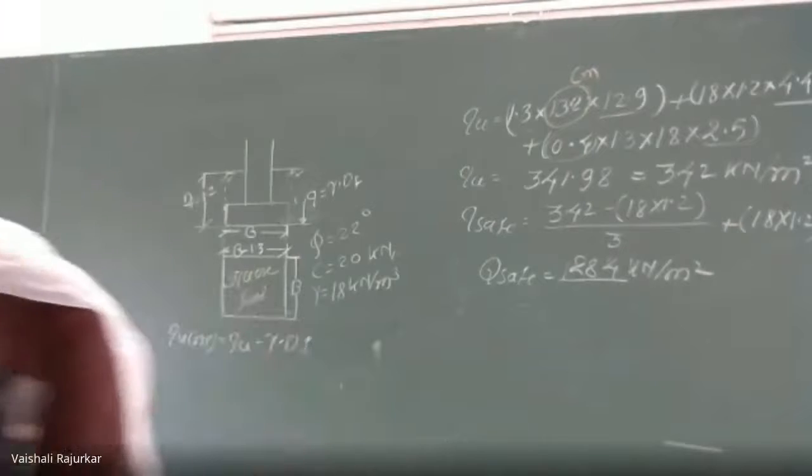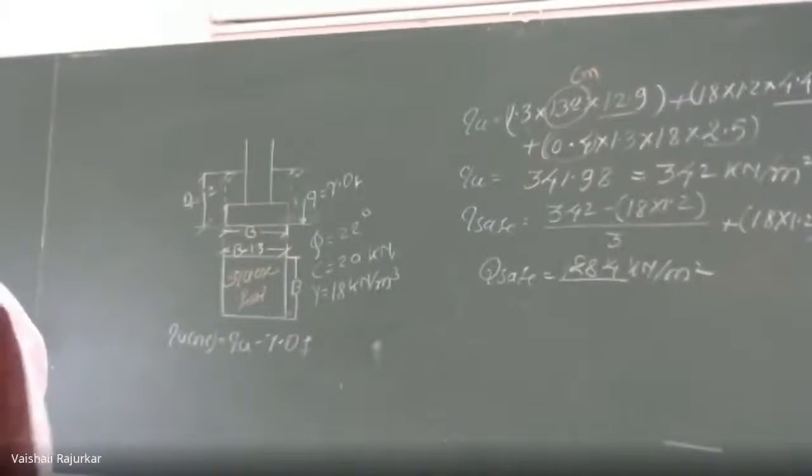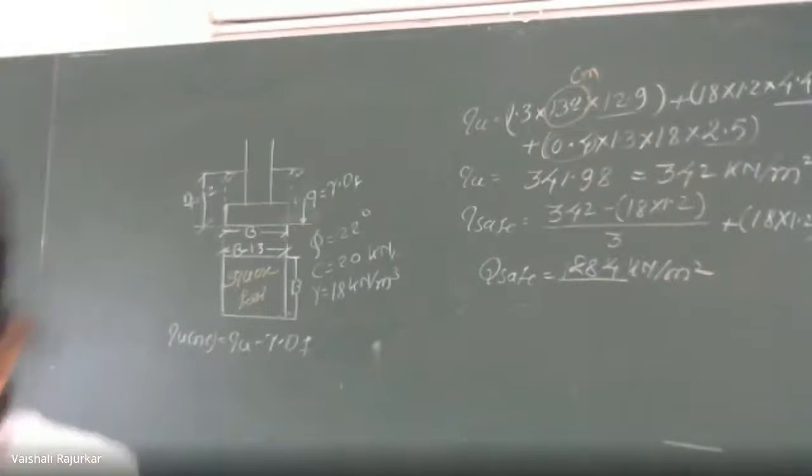Write down. A circular footing of 1.5 meter diameter is founded at a depth of 1.6 meter below ground level.